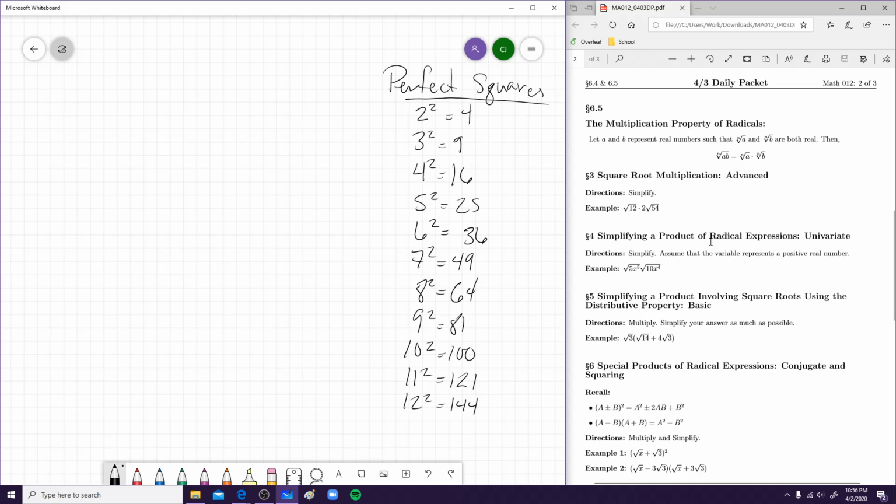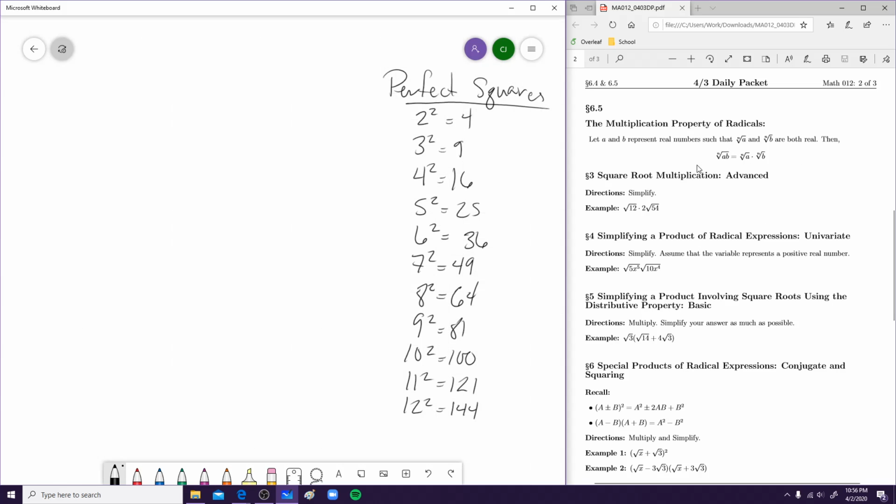We've covered this before. So just to reiterate, if A and B represent real numbers such that the nth root of A and nth root of B are both real, then the nth root of A times B is equal to the nth root of A times the nth root of B. And also what we saw last time is that the nth root of A times the nth root of B equals the nth root of A times B.